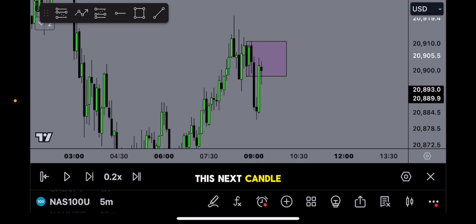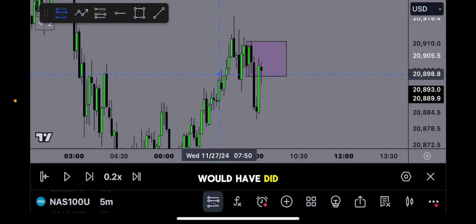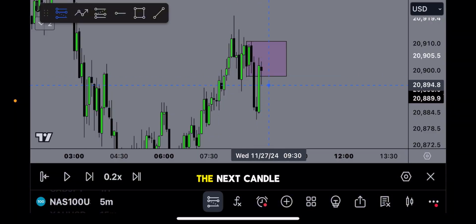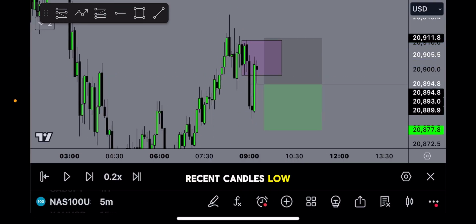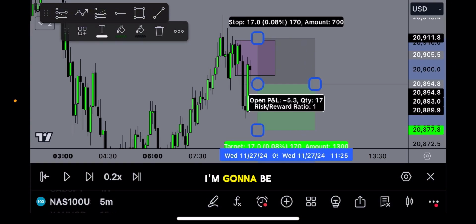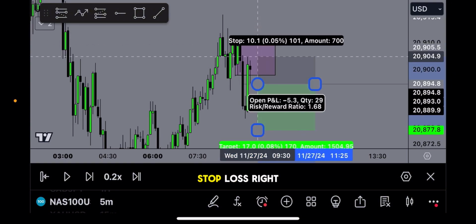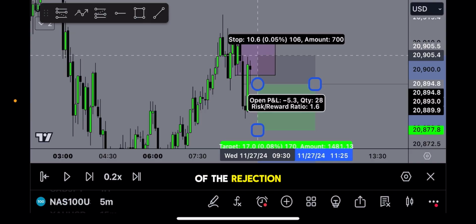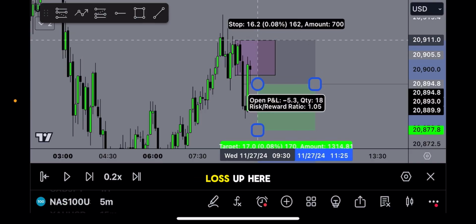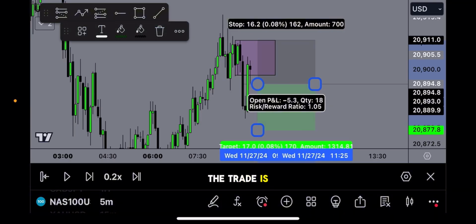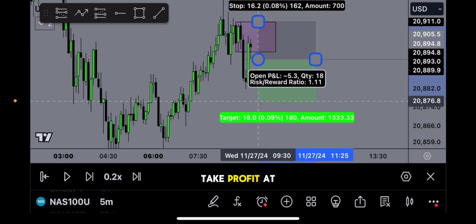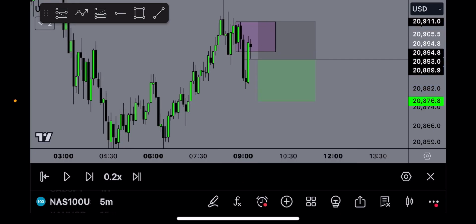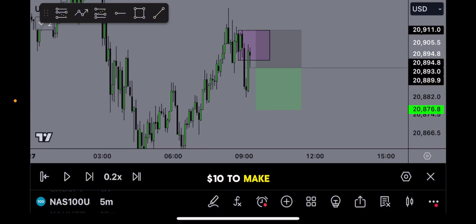Okay, so now what would have happened here? Okay, I see this next candle and it rejected. Now what I would have done, I would have got in for sells. The next candle that breaks this recent candle's low, that's rejecting off the zone, I'm gonna be getting in for a sell. And I can either put my stop loss right here at the top of the rejection candle, or I could put my stop loss up here on top of the zone, which I know if the zone gets broken, the trade is invalid, right? And then I will put my take profit at a 1-to-1, which is I'm risking $10 to make $10.